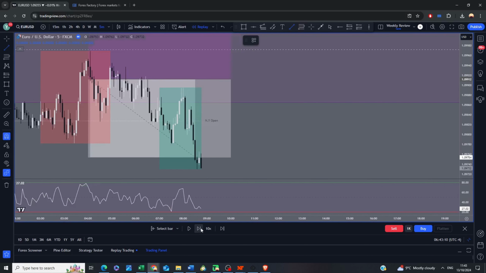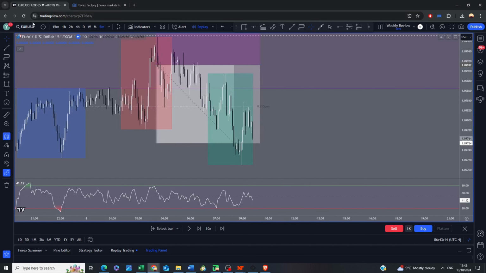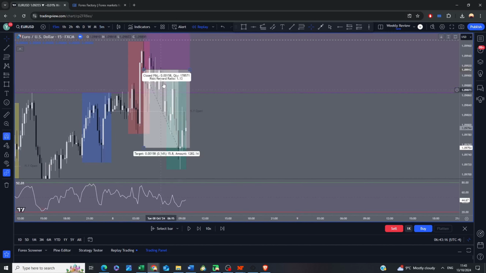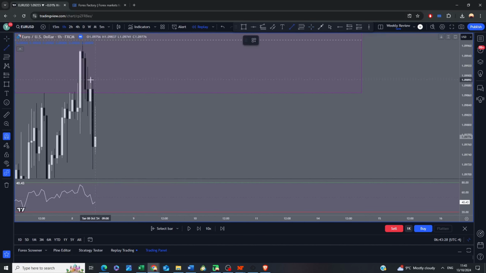Could have entered. Again, another entry to that New York Open. Again, another good entry right here. We started to displace lower and lower. The 12 o'clock, we had this 12 o'clock order block, right? That's manipulation, and then price dropped lower. We also took out liquidity off that order block as well.